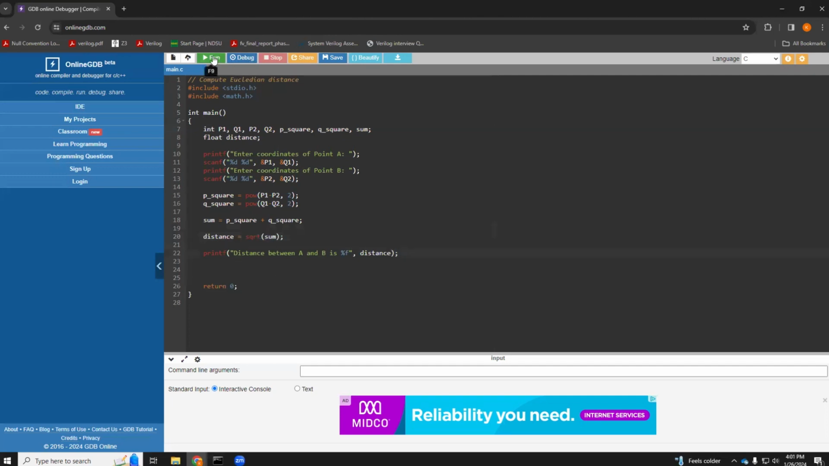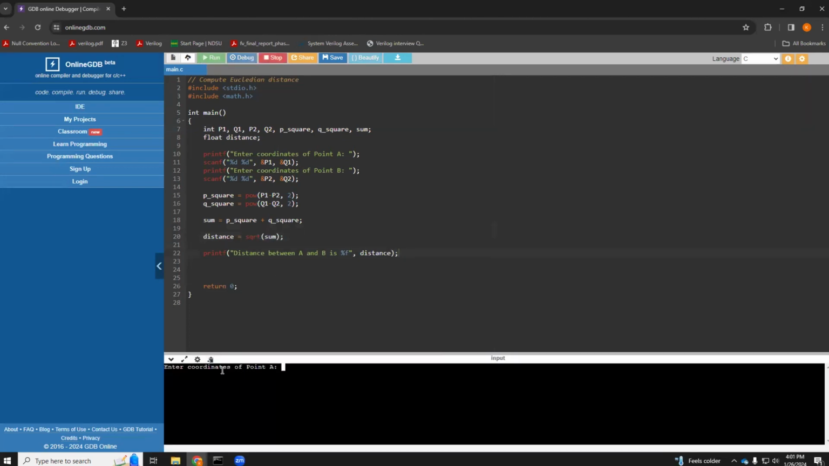Let me run this program. Enter the coordinates for point A. Let's say it's -5 and 3. Enter the coordinates of point B, say 9 and 12. So the distance between the 2 points is 16.64 units. This is the first way of writing.